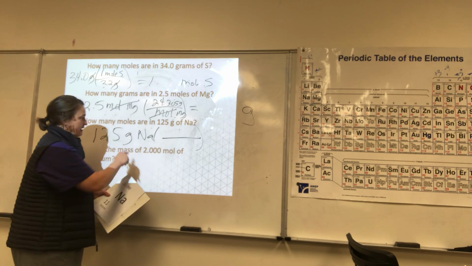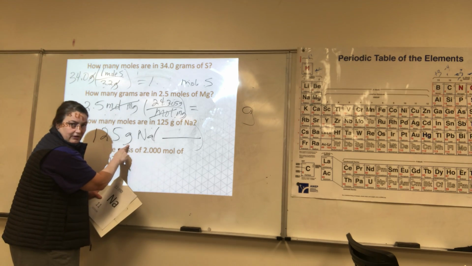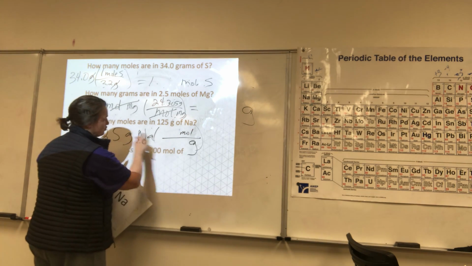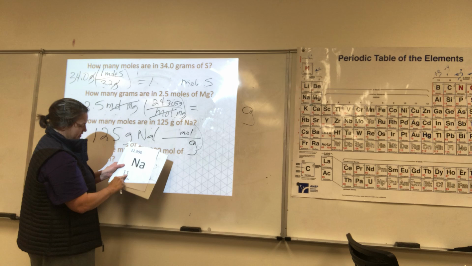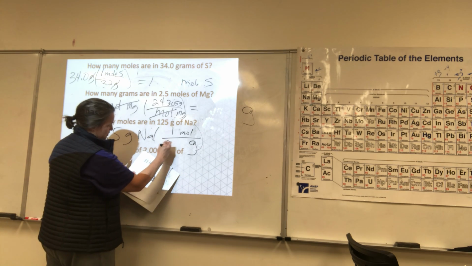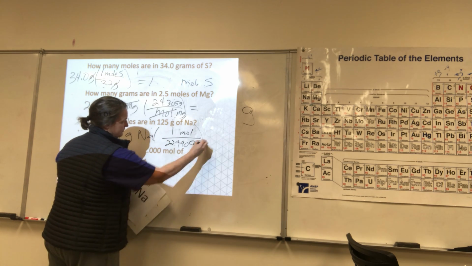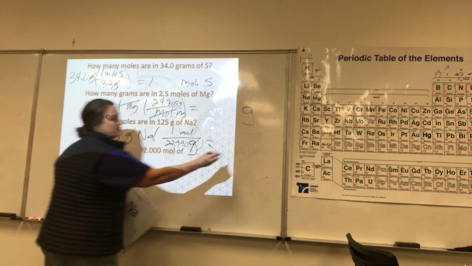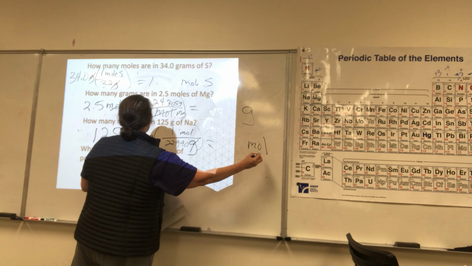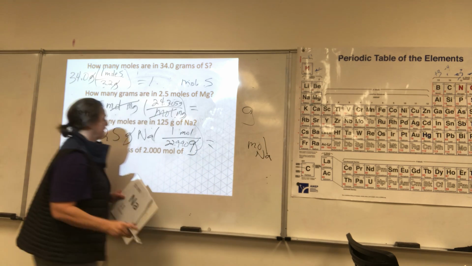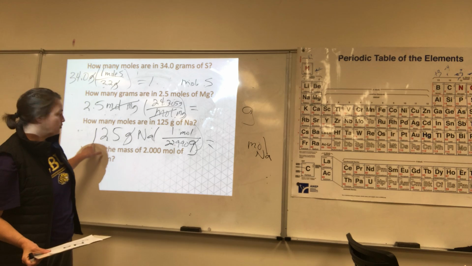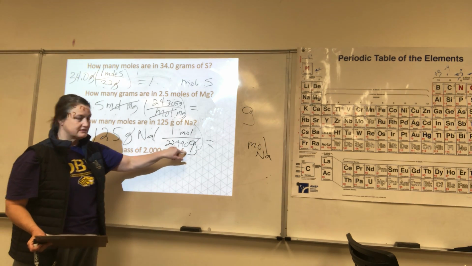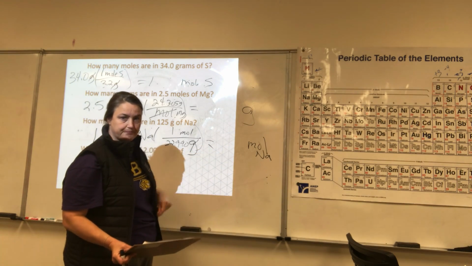I want to end up with moles and get rid of grams. So I'm going to put grams on the bottom and moles on the top. So these grams will cancel. And my ratio is 1 mole equals 22.990 grams. My grams cancel, and I'm left with moles of sodium. And in the calculator, I would type in 125 divided by 22.990 and get that answer there.